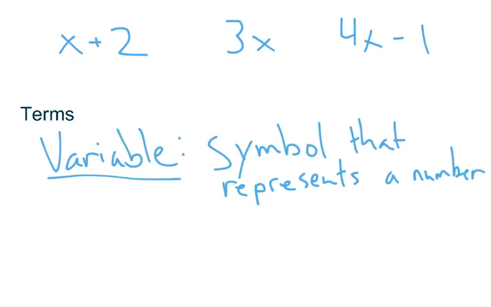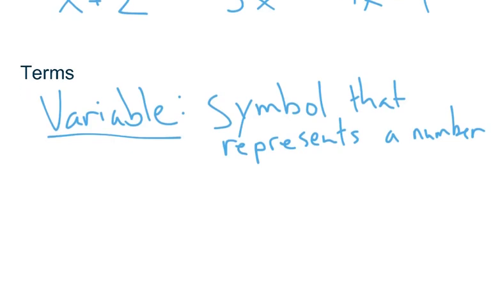Because what you usually do with variable expressions is you're going to plug in a value for that variable. And so that symbol is just sort of a placeholder. That's what a variable is. It's a placeholder for multiple numbers that could be thrown in there. And with that being the case, it could be any number. It doesn't have to be a specific number. It can be any number we want it to be.